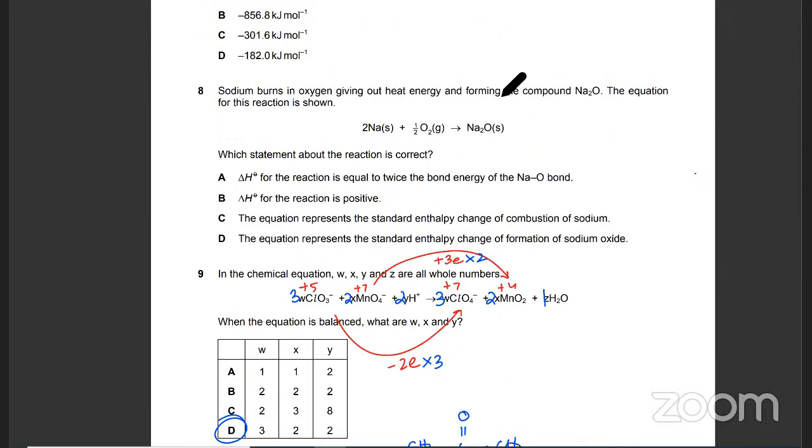Sodium burns in oxygen, giving out heat energy, and the equation is shown. Which statement about the reaction is correct? The enthalpy for the reaction is equal to twice the bond energy of the NaO bond. How many bonds are you breaking and how many are you forming? You're also breaking the oxygen-oxygen bond. So the enthalpy does not only depend on the NaO bond, it also depends on the oxygen-oxygen bonds you're breaking. So the first one is wrong.